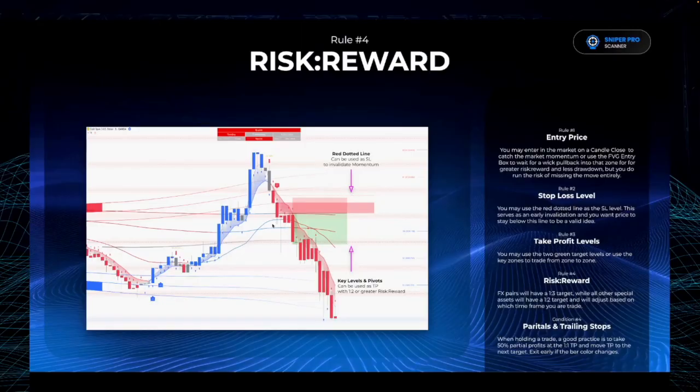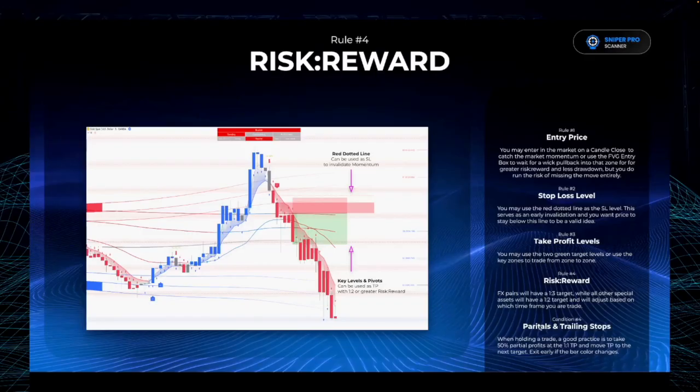Now for the TPs, you're going to have 2 TP levels that are baked in, or you can also use the key zone to trade from zone to zone. And we will look at that in the live market.